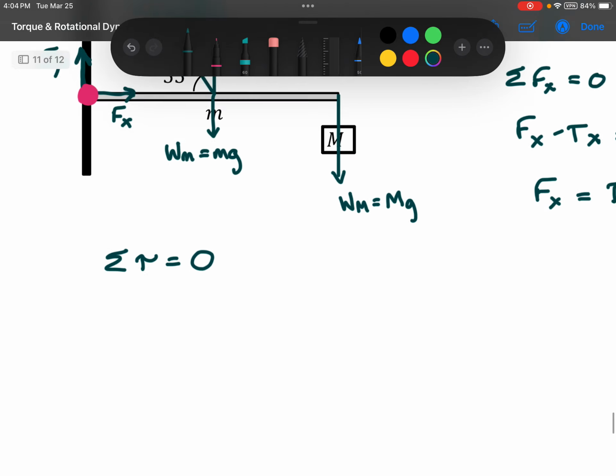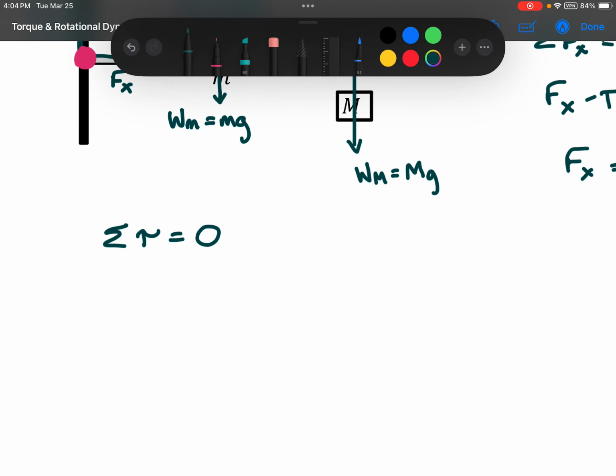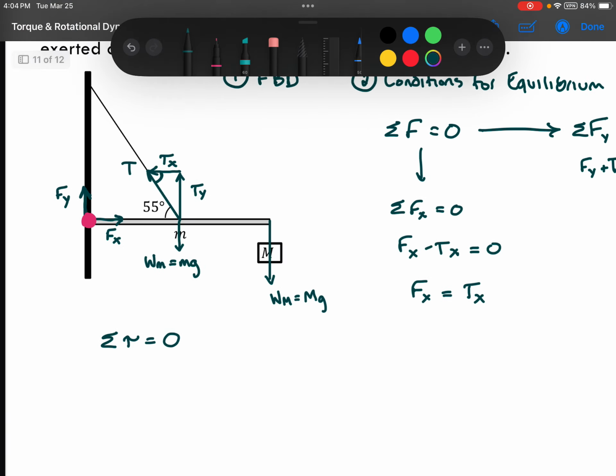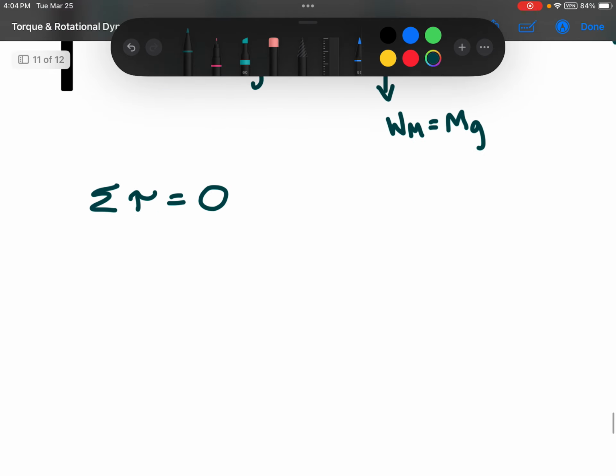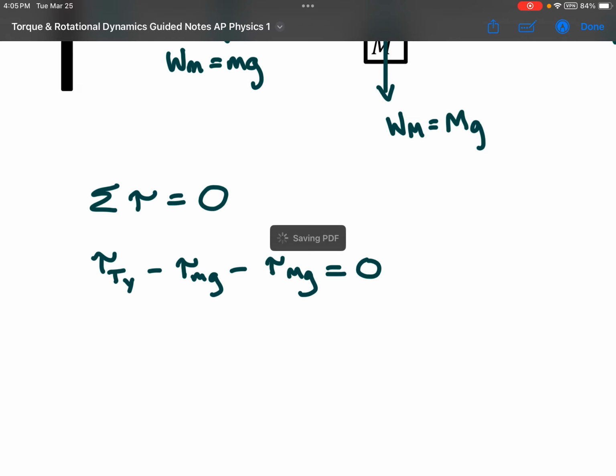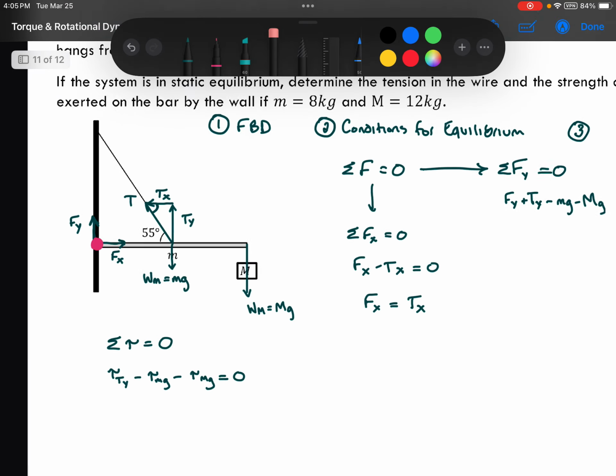So I'm going to go ahead and write out that equation as well. So looking at it, Ty would cause the bar to rotate counterclockwise, and both of the weights would cause the bar to rotate clockwise. So we'll use our convention that counterclockwise is positive, so the torque from Ty minus the torque from little mg minus the torque from big mg has to sum to 0. And so that is our second condition.